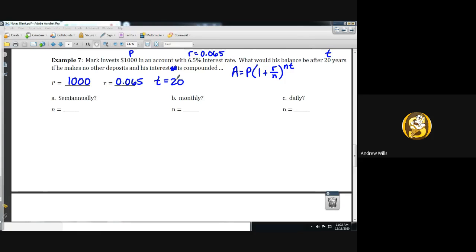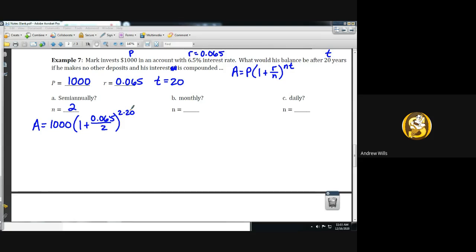Okay, we're going to do this 3 different times with 3 different n values so you can see how this works. If we're looking at semi-annually, that means twice per year, so n equals 2. So A would equal the principal, 1,000, times 1 plus 0.065 divided by 2, to the 2 times 20th power.